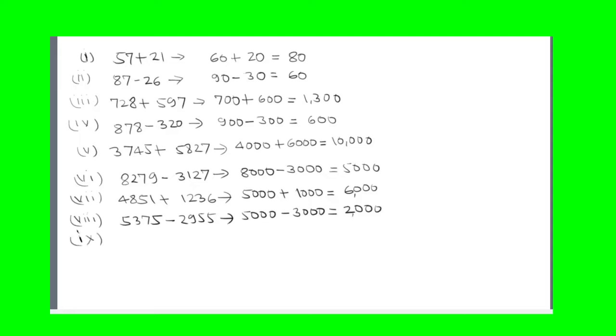Example 9, 15,725 plus 12,255. On rounding off to the nearest 1000, 15,725 becomes 16,000 and 12,255 becomes 12,000. So 16,000 plus 12,000 gives us 28,000.